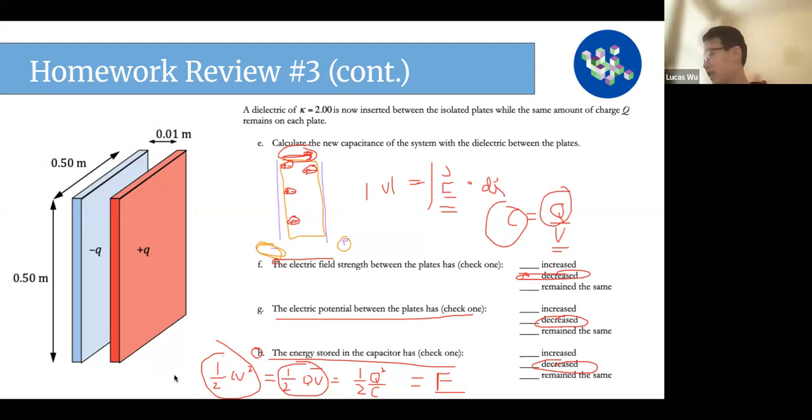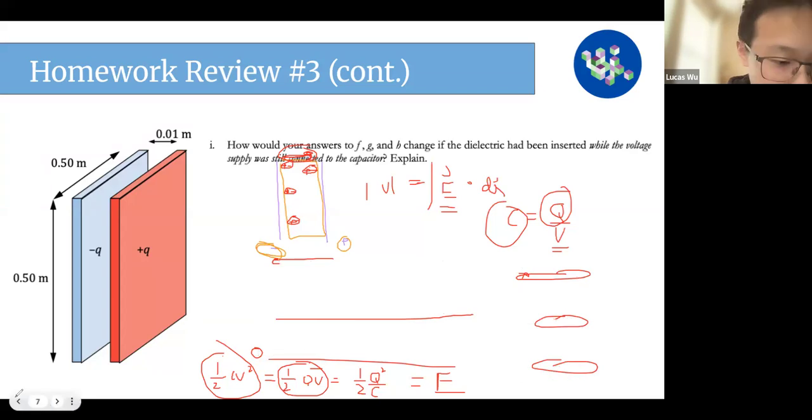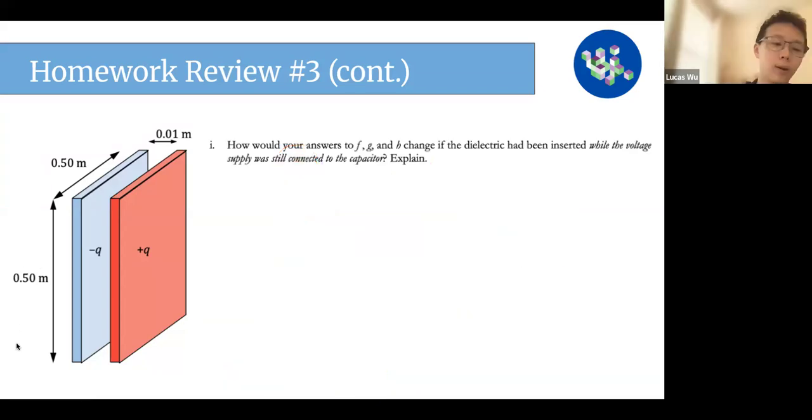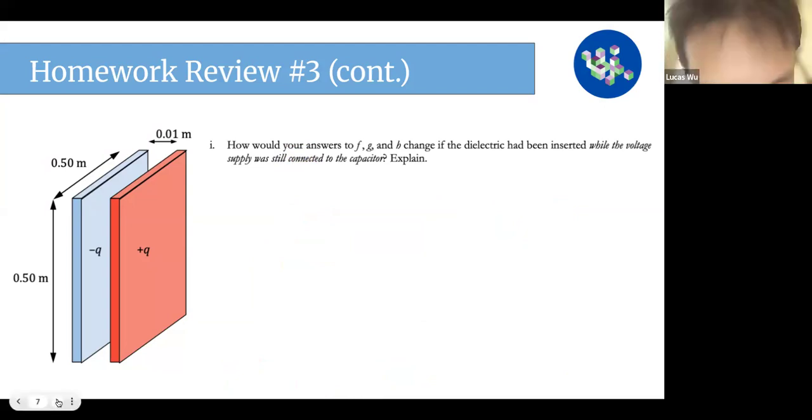Okay, if no one has any questions, then I'll move on to our lesson. The next part, part I, I'll go over when we learn more about circuits, because it requires a bit of knowledge about circuits. You can do it on your own because it is solvable with our current knowledge, but I'll go over it again when we learn about circuits.